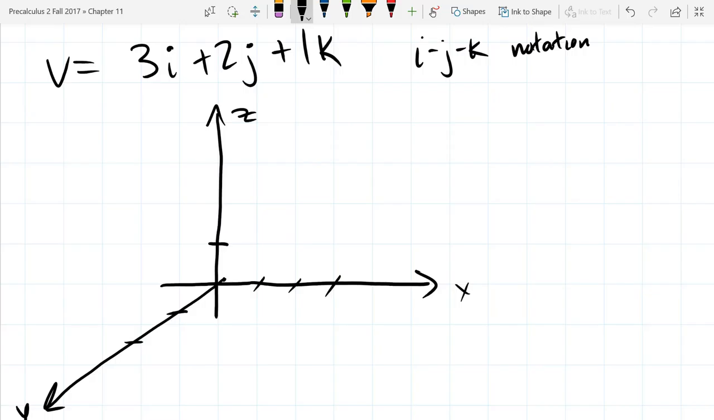So where does the front of that vector live? I'll go over 3 to here, then I'll go 2 in this direction. I'm going to go 2 down the y-axis, and now I'm going to do my best to go up 1. So there's up 1. So that is my vector v.